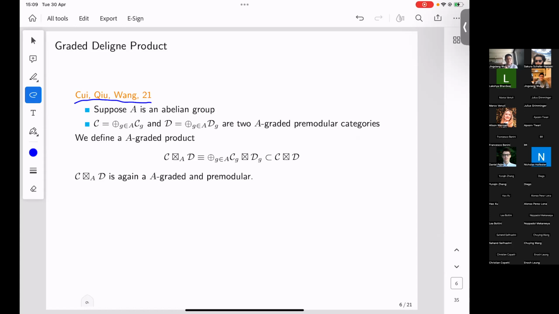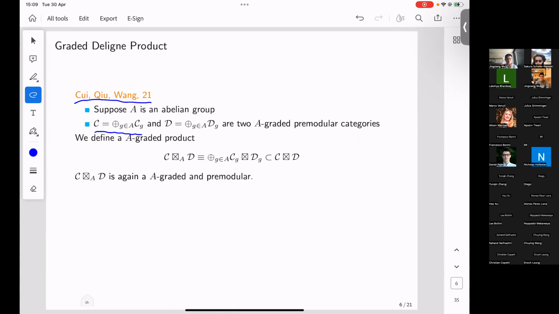Suppose you have a category and it's graded by an abelian group, let's call it A, and this is your category. Physically speaking, this is just a one-form symmetry. So you have a MTC describing a 3D TQFT, and A is your one-form symmetry.